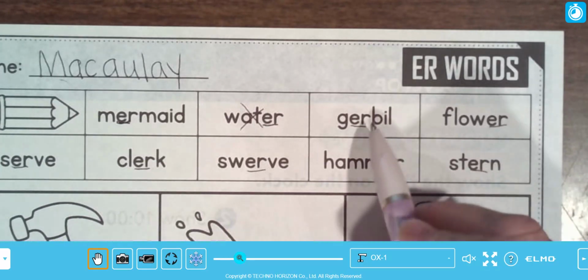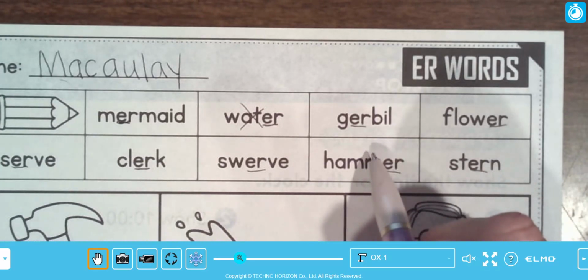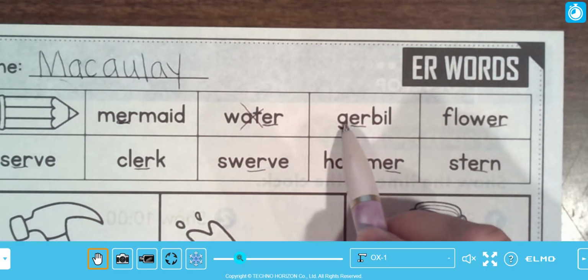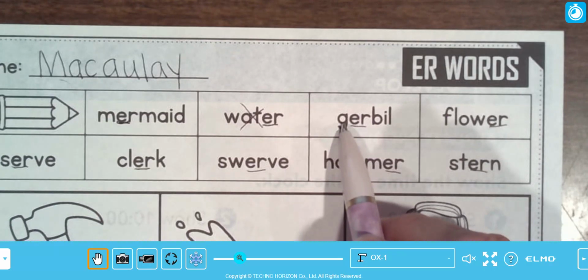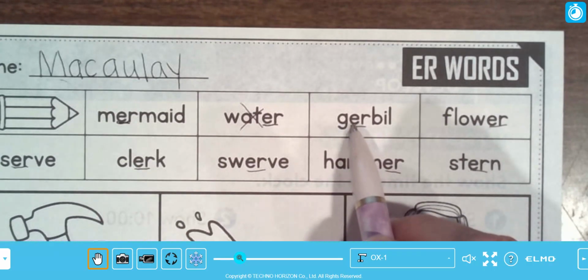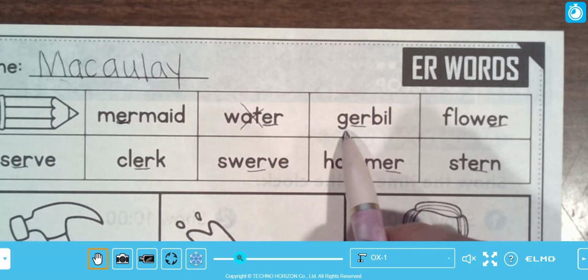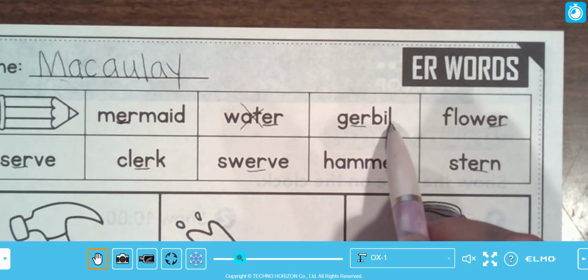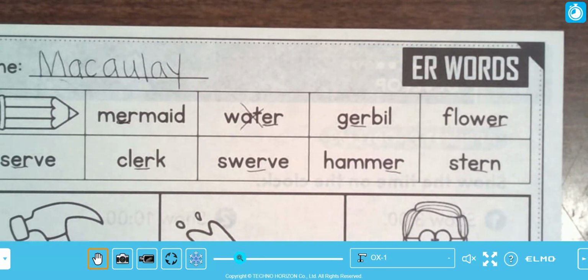What sound does the ER make? So let's read this word together, starting with the G. Now, because the G is next to the E, it doesn't have a G sound. It has a J sound. So let's read it with a J sound. Ready? Begin. J, B, E, L. Gerbil. What's a gerbil?